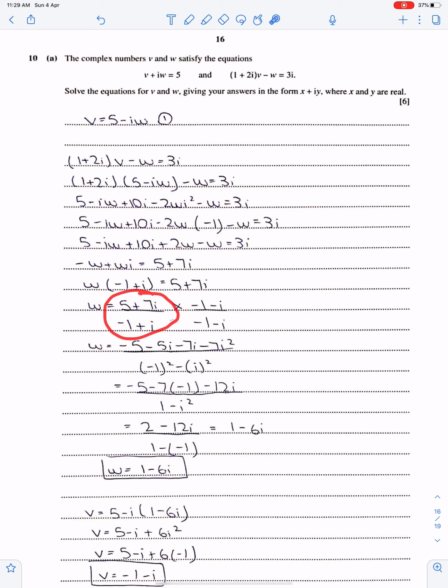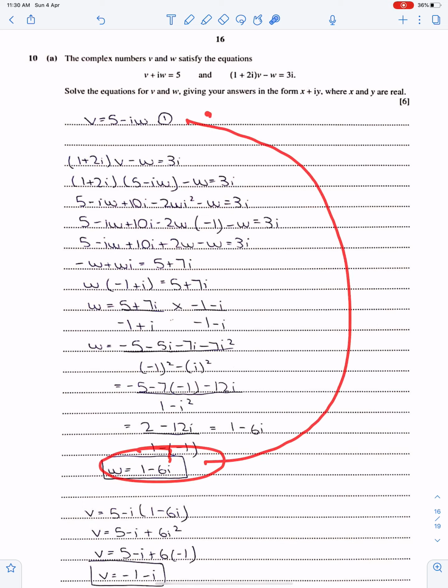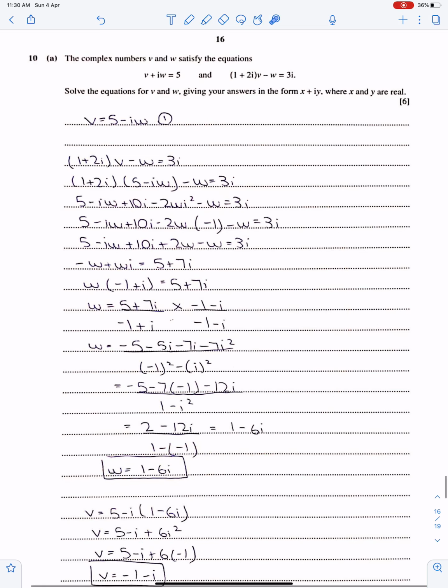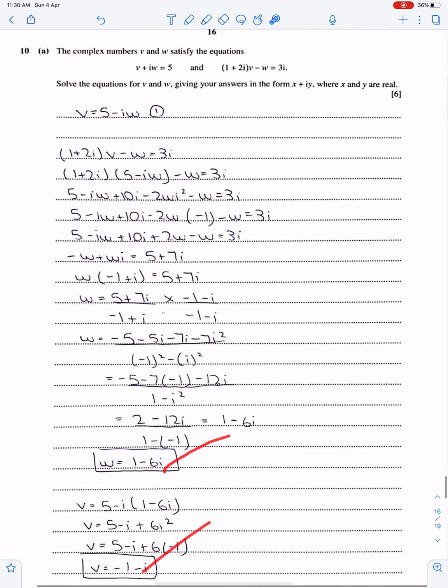Now you have to rationalize this. When you rationalize this, you'll get w. Substitute w here and get the value of v. So this is the way to solve the simultaneous equations.